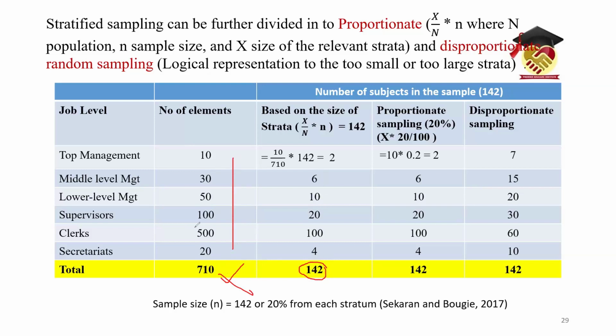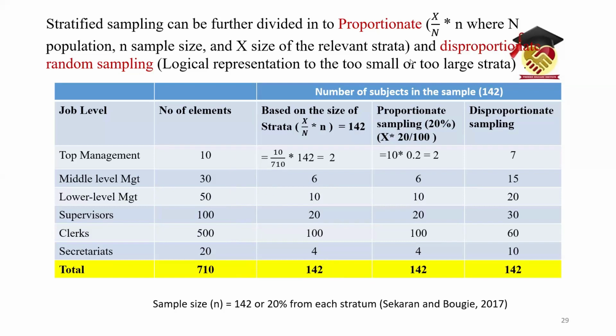So this is very simple. Out of 710, you have 10 top management. Then what should be the number for 142? It should be 2. Like that for 710, you have 30, and for 142, how much? It should be 6 if you calculate. Likewise, you can calculate all these things. Is it clear, please?